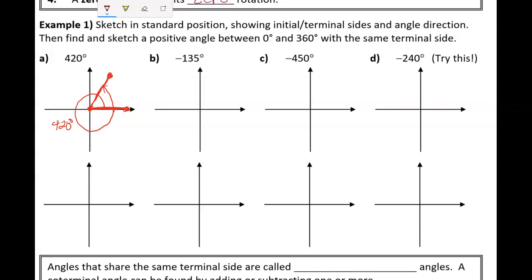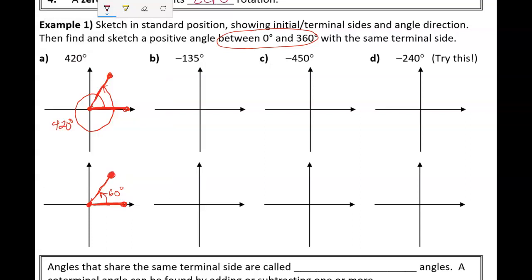What we want to sketch in the coordinate plane below it is an angle that has an initial side in the same place on the positive x-axis, a terminal side in the same exact place, but is now an angle between 0 and 360 degrees. If it's a positive angle, then 60 degrees gets us to the exact same place. So 60 degrees is an angle that ends up in the same place as the terminal side of a 420 degree angle. All right, let's take a look at B.